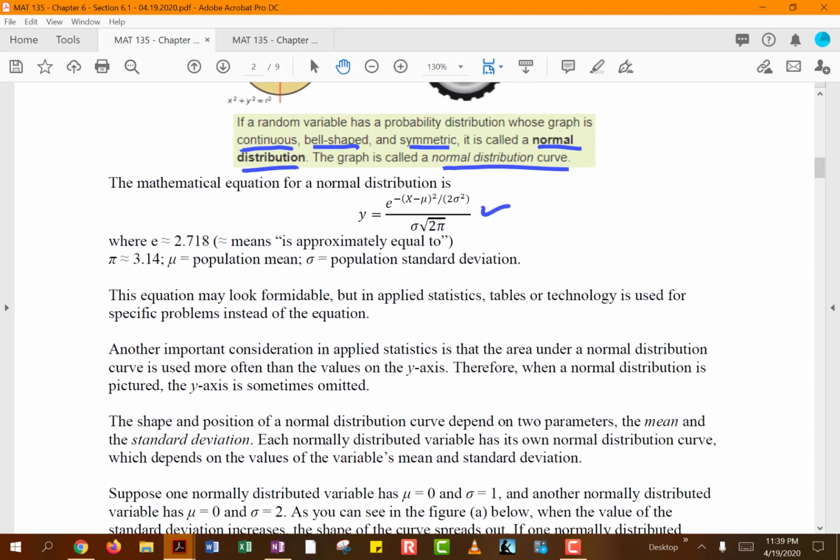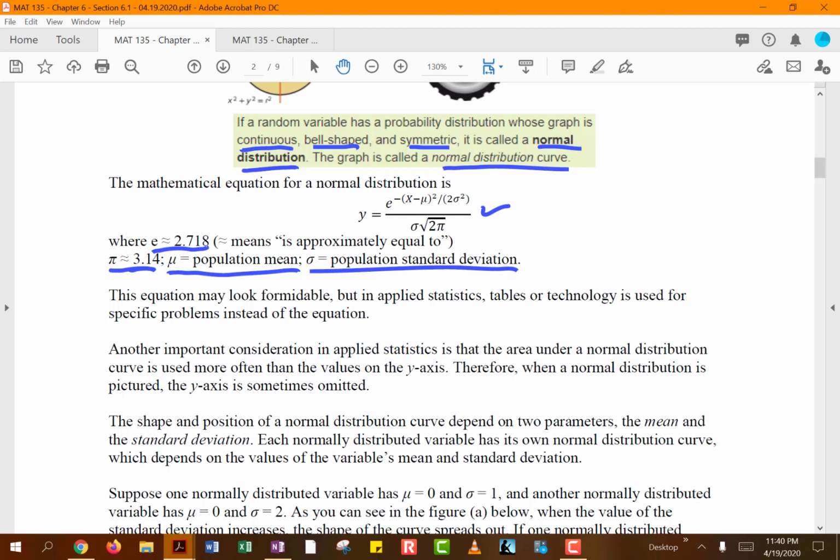Now this here is the equation for the normal distribution. y equals e raised to the power of negative (x minus mu) quantity squared divided by 2 sigma squared, and that whole thing is divided by sigma times the square root of 2 pi. Of course, e is the natural number, approximately 2.718, pi is approximately 3.14, mu represents the population mean, and sigma represents the population standard deviation.